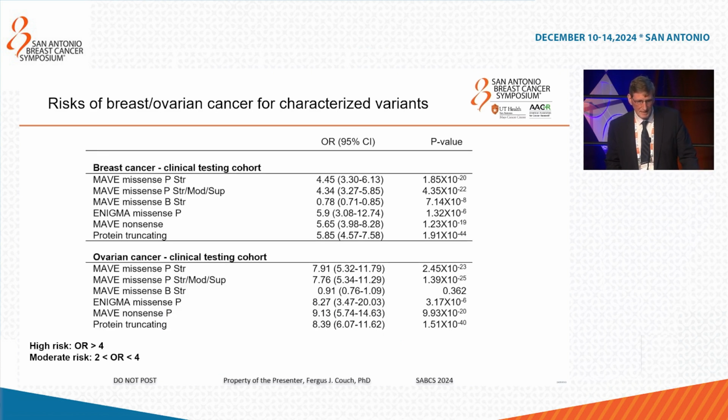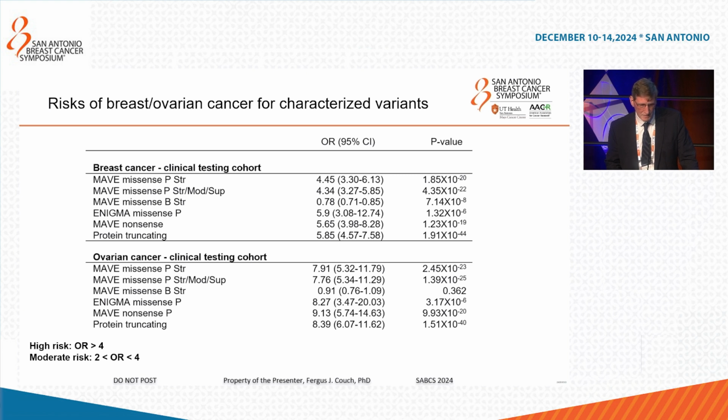So now let's take it to the next step. We have these classified, we have these assigned pathogenicity or benignity, as some people like the other side of it. But what about risks of cancer? Are these groups of pathogenic strong, pathogenic moderate and supporting really conferring the elevated risks of breast cancer that we would expect to see, and ovarian cancer as well?